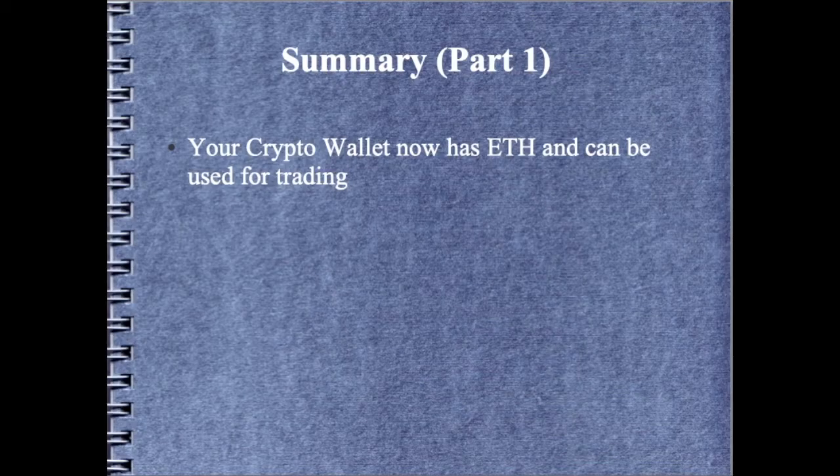That concludes part 1 of this 2-part series where we've purchased Ethereum off of Coinbase. So we basically converted some USD into Ethereum. And in our next video, we'll send that Ethereum over to our crypto wallet, which will allow it to be prepared for trading by having Ethereum in that wallet to pay for transactions on the Ethereum network.